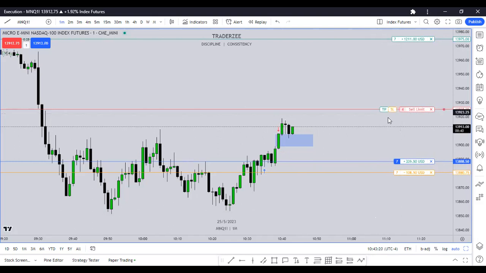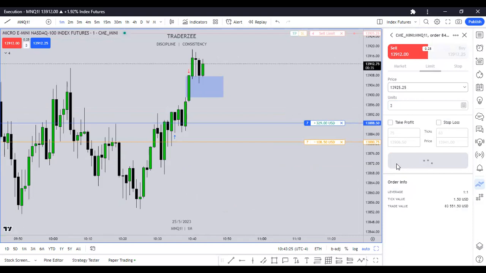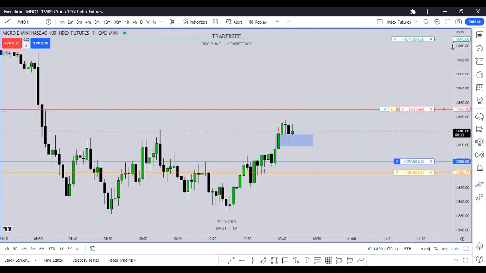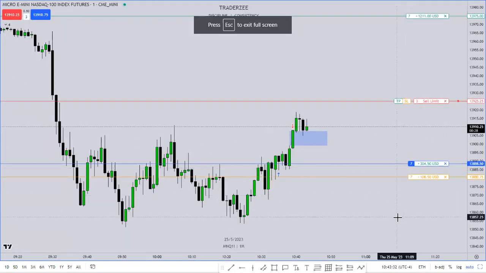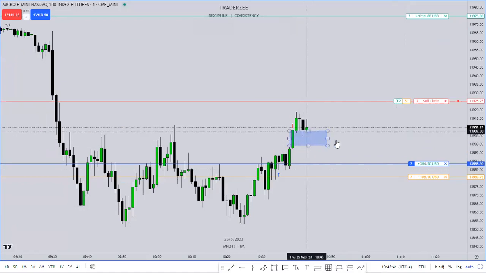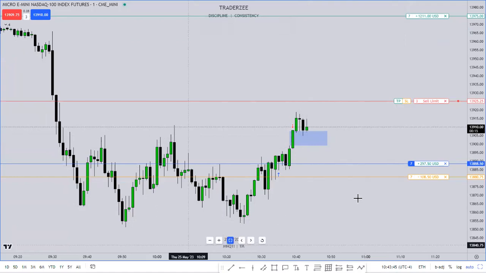Let's take 3 off here because we had 1. Now I like how the bodies are closing there, respecting it. But even if it closes inside of this fair value gap, it's okay. It's acceptable.